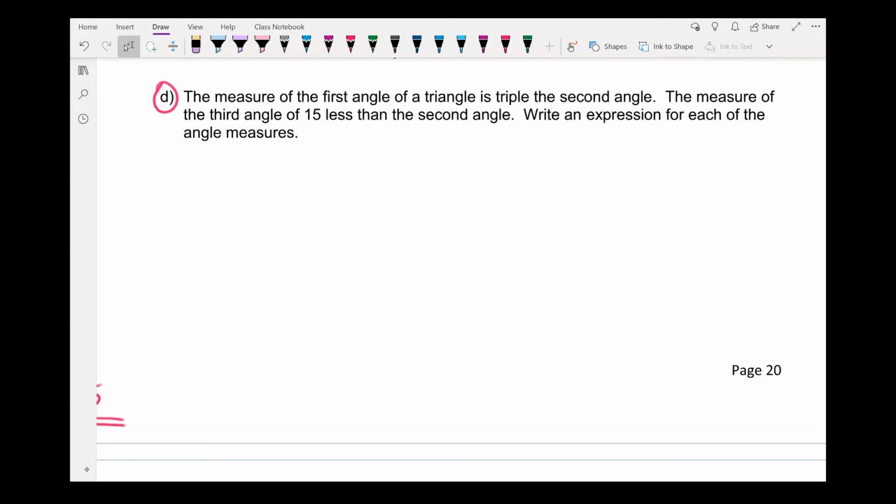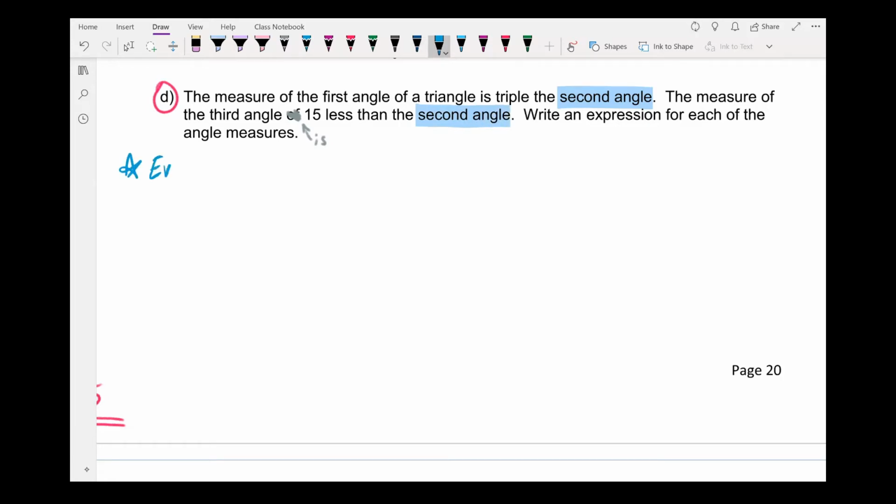The measure of the first angle of a triangle is triple the second angle. The measure of the third angle is 15 less than the second angle. Write an expression for each of the angle measurements. So let's try to figure out, is something being compared to here? Well, yes it is. The first angle is triple the second angle. So we're relating it to the second angle. The measure of the third angle is 15 less than the second angle. Once again, being related to the second angle.